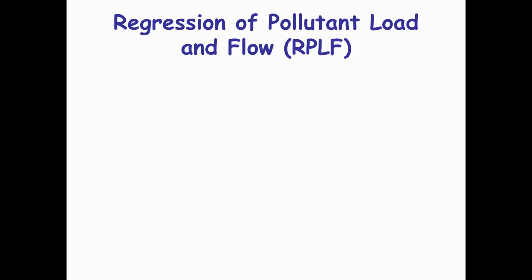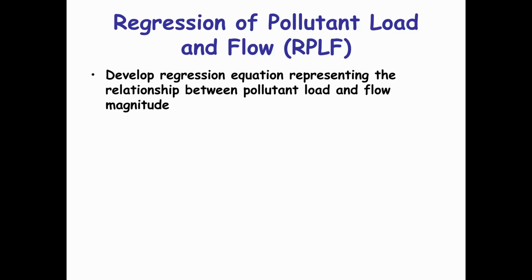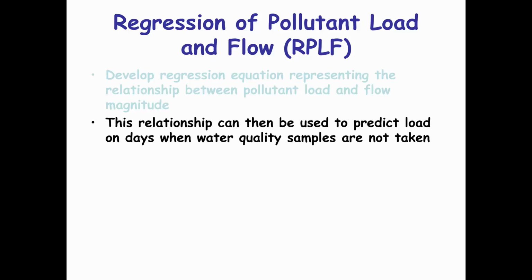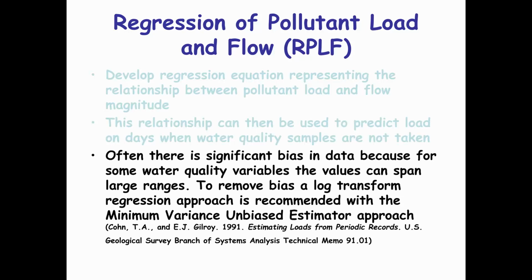The category 1 method, called regression of pollutant load and flow, develops regression equations that represent the relationship between pollutant load and flow, or between pollutant concentration and flow magnitude, similar to what you do with the flow duration curve and load duration curve, and also the FLUX method. This relationship is then used to predict load on days when the water quality samples are not taken, very similar to what we do with the load duration curve and with FLUX.